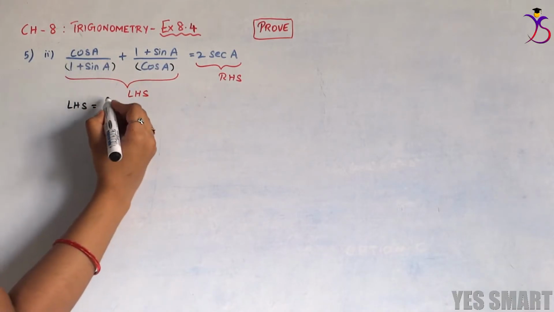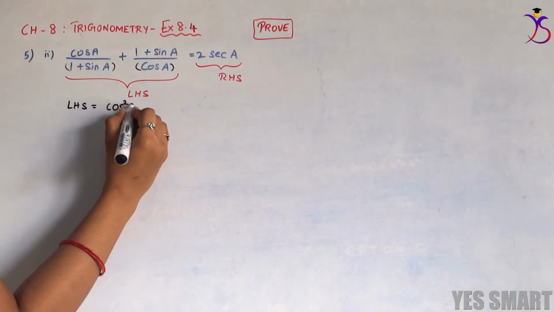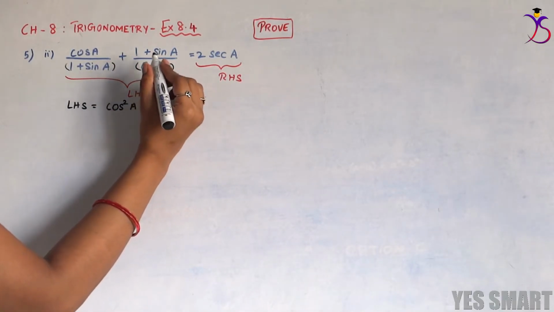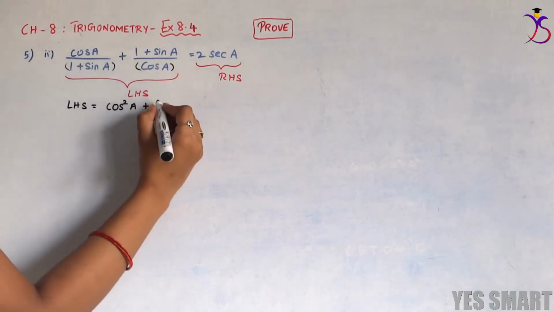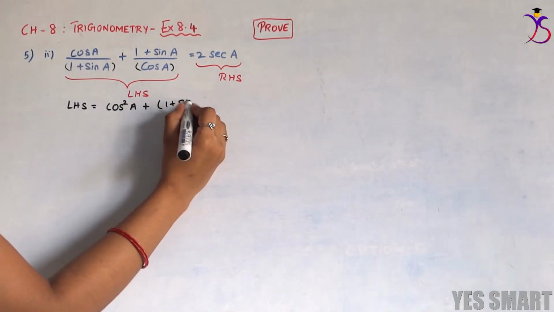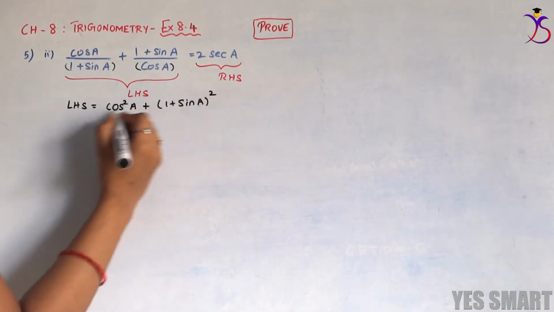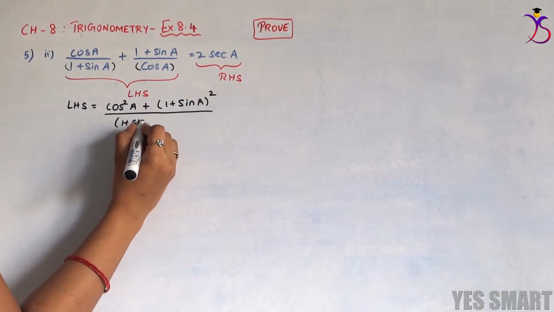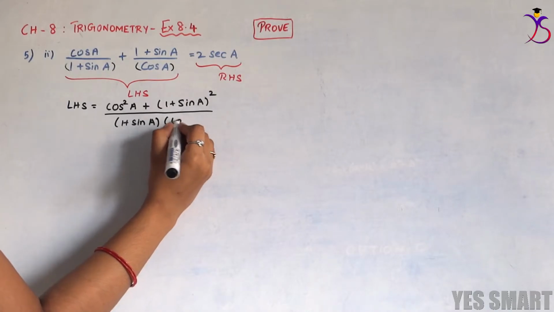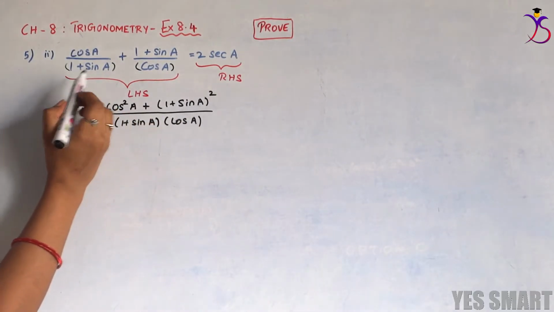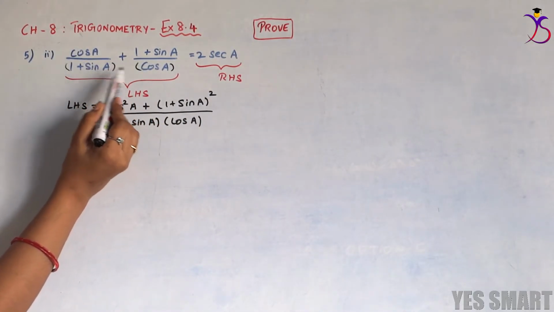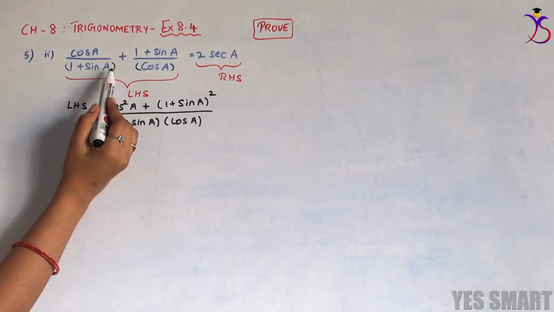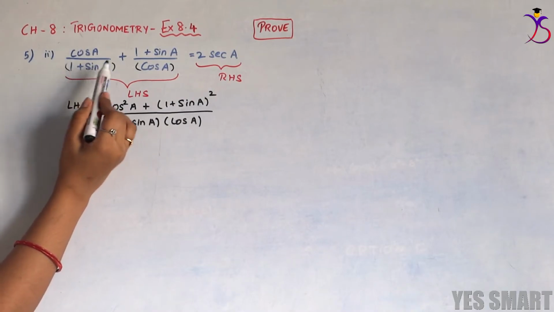Therefore on taking LCM, I have to multiply cos a for the first fraction. So cos a into cos a becomes cos square a, plus 1 plus sin a into 1 plus sin a becomes 1 plus sin a square, divided by just the product of the two denominators, 1 plus sin a into cos a. See, on taking the LCM, it is just the product of two denominators. So in the first fraction, we don't have cos a, so we are supposed to multiply cos a to both numerator and denominator. Hence it becomes cos square a in the numerator.